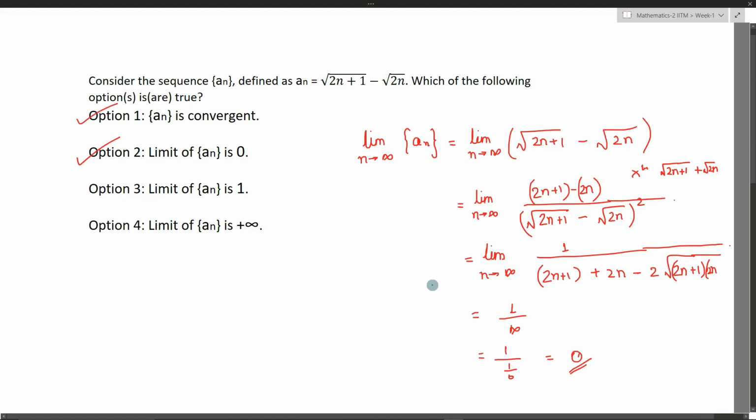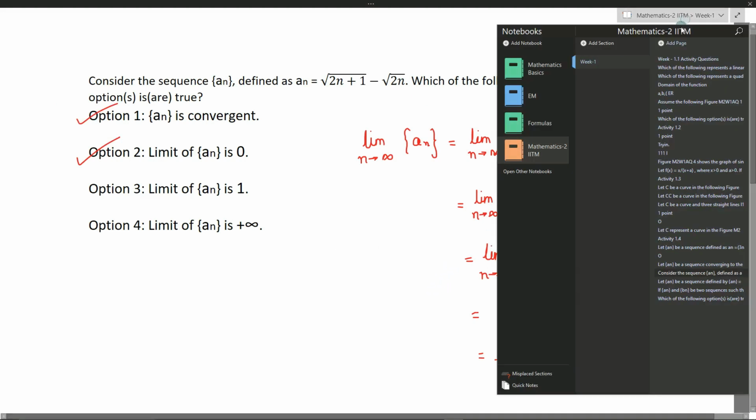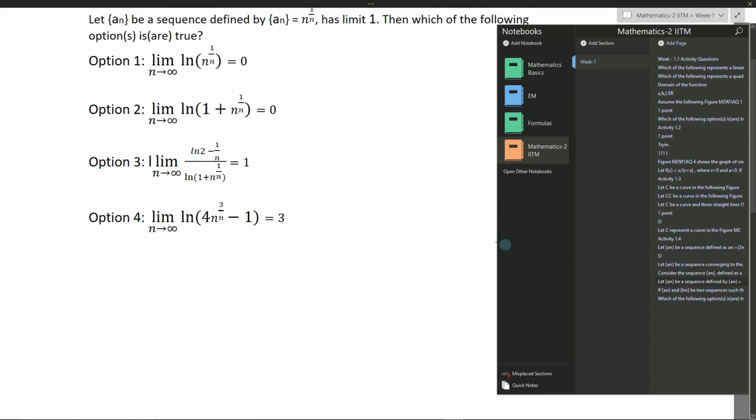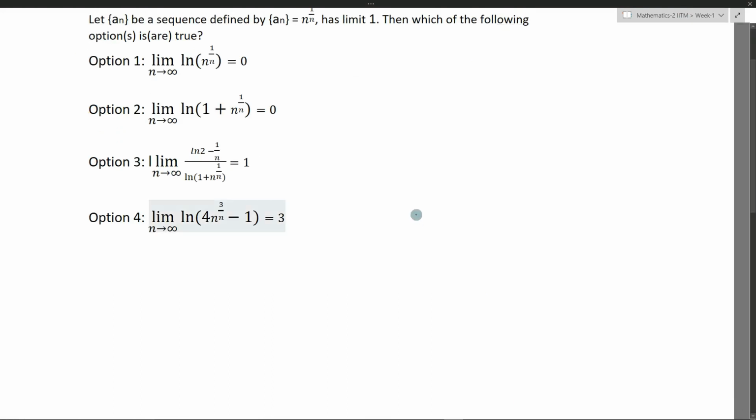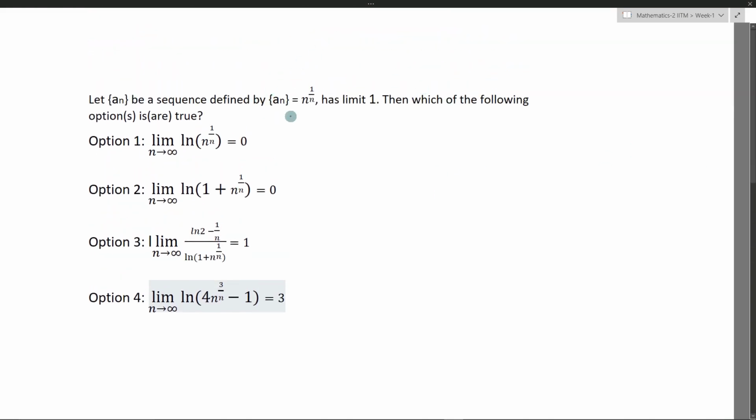So the next question. I have a sequence defined by an is equal to n to the power of 1 by n has a limit, and given that we have limit n tends to infinity, n to the power of 1 by n is equal to 1. So which of the following is or are true?